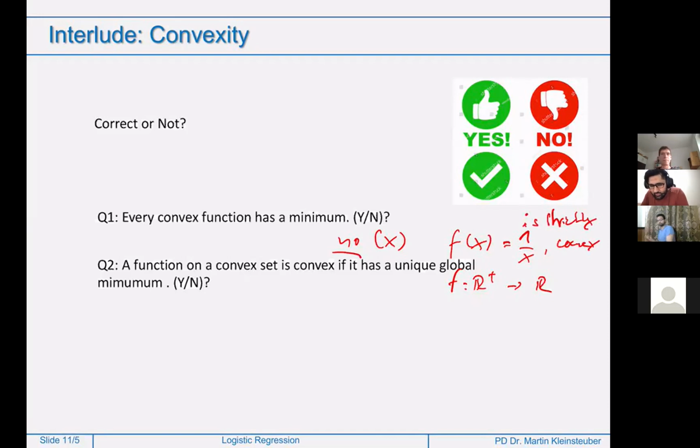Okay, please say yes in the chat if you got it. Okay, so we have a tie on this question. Perhaps you should get familiar with these kinds of questions, because the exam will also have multiple choice questions. This question means: is it correct that by having any function on a convex set with a unique global minimum, it then automatically follows that this function is a convex function? This is how you should read that question.